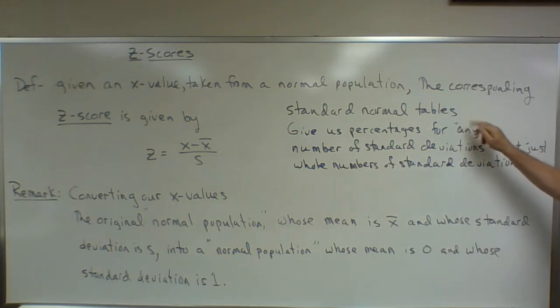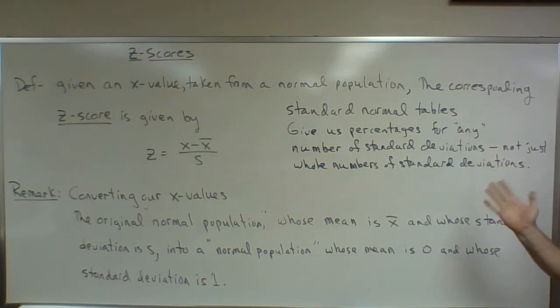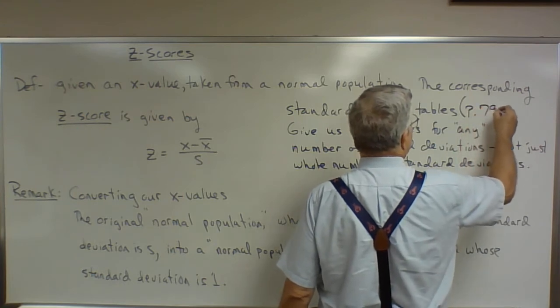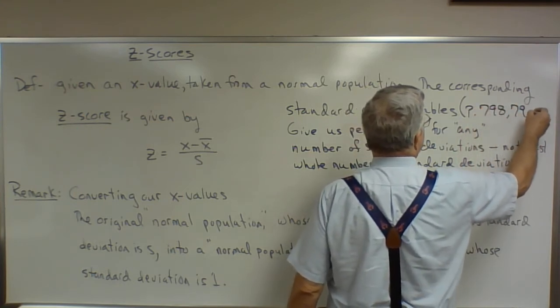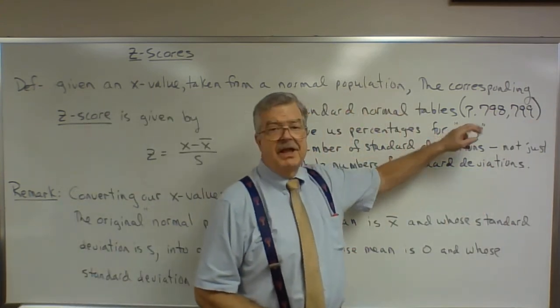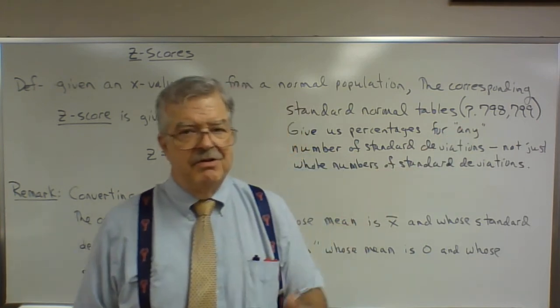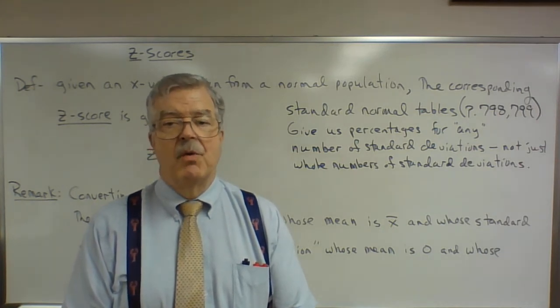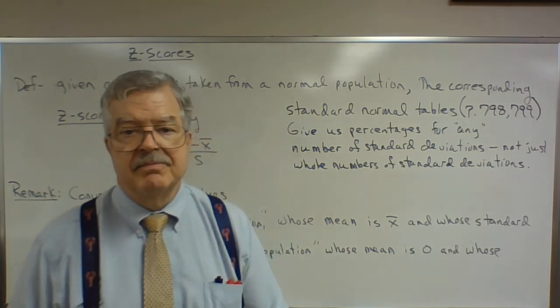The standard normal tables give us percentages for any number of standard deviations, either way of the mean, not just a whole number of standard deviations. And the standard normal tables, they're on page 798 and 799 of our book. These are the tables that we're going to have to use to do meaningful exercises regarding normally distributed populations.